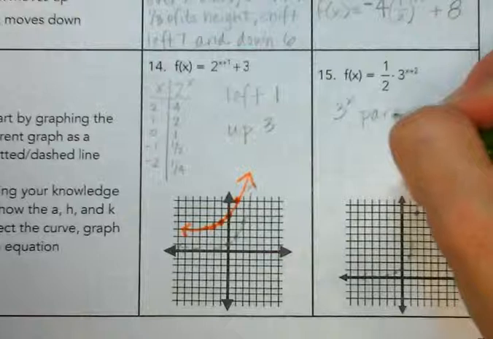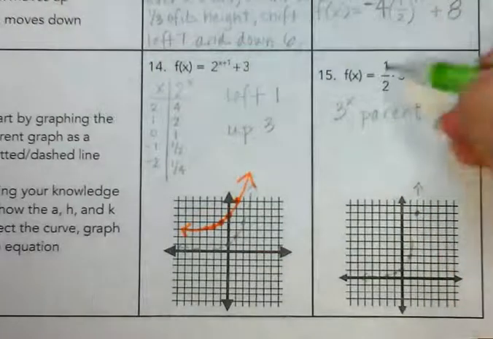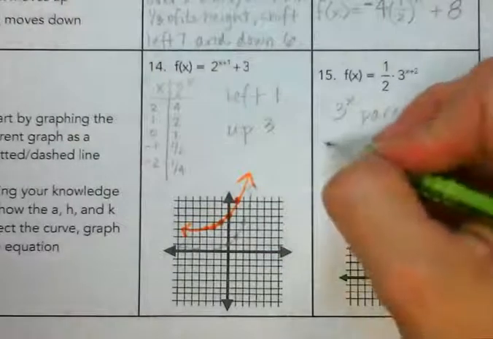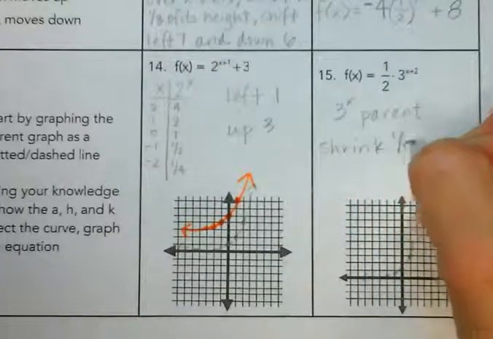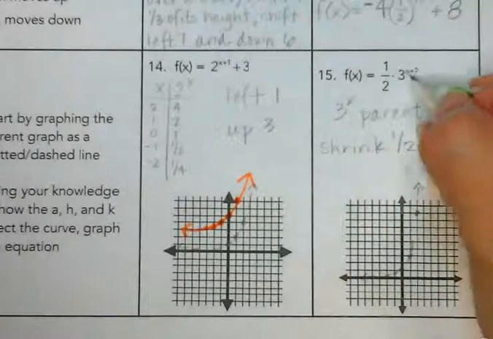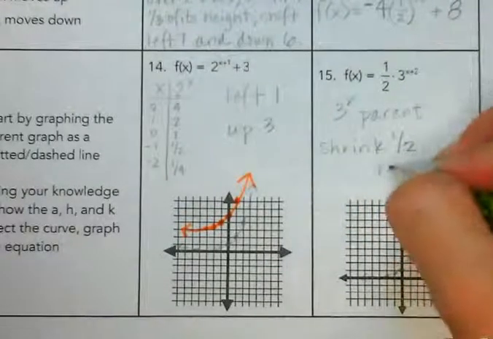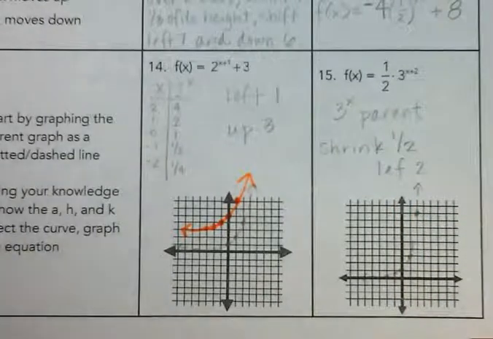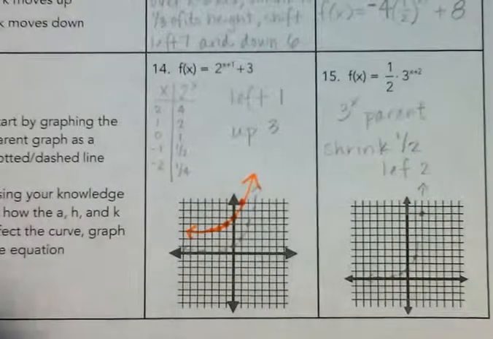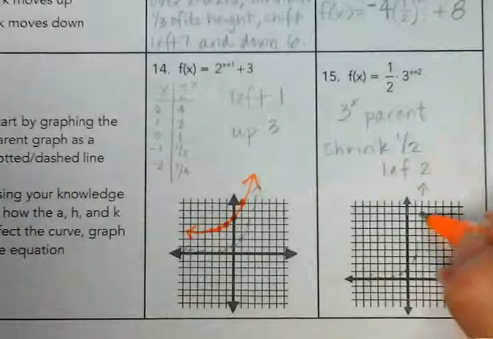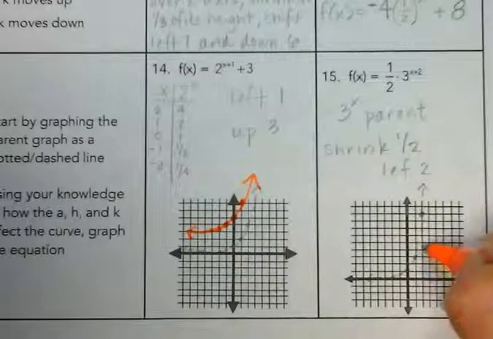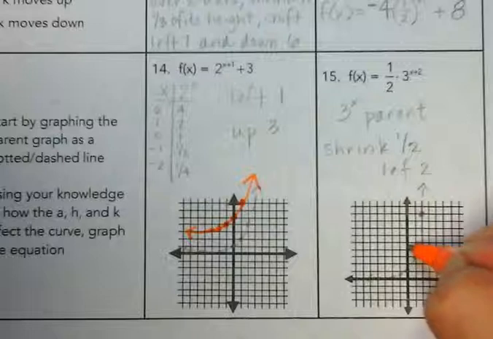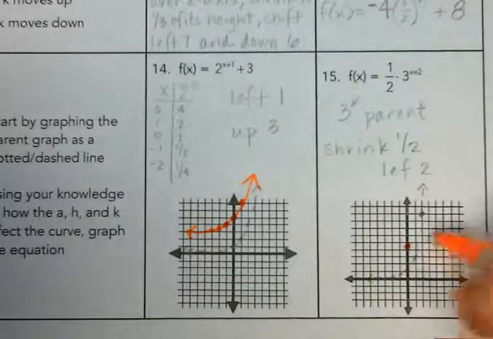That's your parent graph. All right, now this 1/2 tells us that we need to shrink this graph to be half of its height. And then the +2 tells me that we need to go left 2. So what we're going to do is shrink this to be half of its height and then go left 2. So instead of going up to 9, I'm going to go up to 4.5, but then I need to go left 2 and put a point.